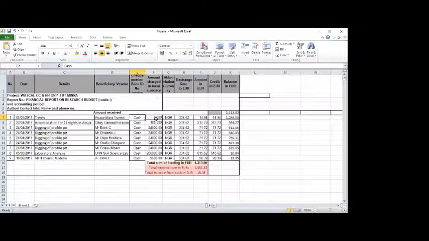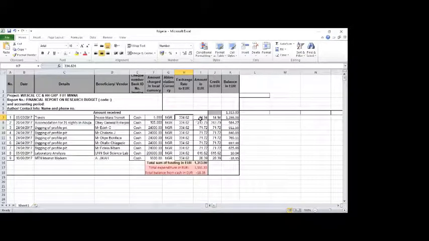Amount charged in local currency. This is Naira, 5,000 Naira. Here, NGR stands for Naira, Nigeria. If it is Francophone, we use CFA. Then, exchange rates. What is the exchange rate? Is it 334, 450, or 500 to a euro? You state it here.